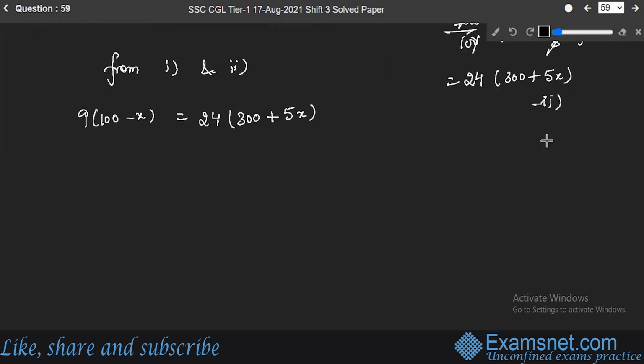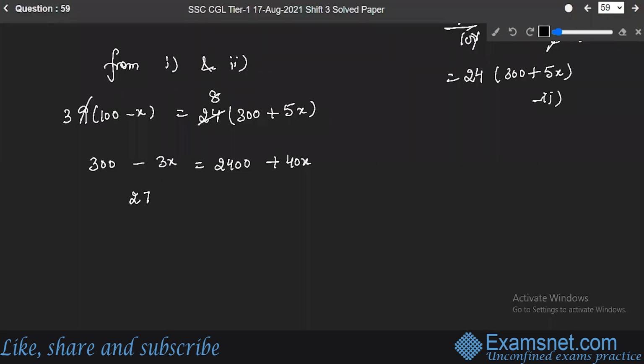Right? So let's do some more cutting. This will go at 3 and this will go at 8. You will have 300 minus 3x is equal to 2400 plus 40x. There's a bit of modification. Actually, there was a 10 which was left. So here it's got to be 10 and this whole expression will be multiplied by 10. This will be 3000 minus 30x is equal to 2400 plus 40x.